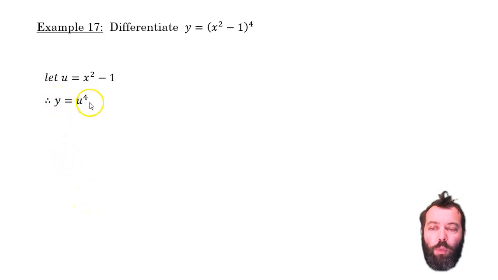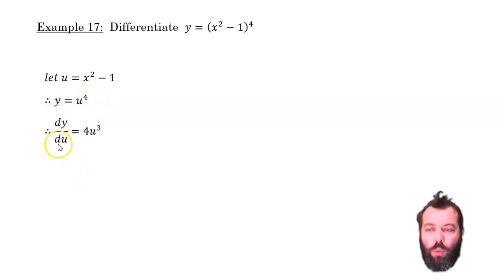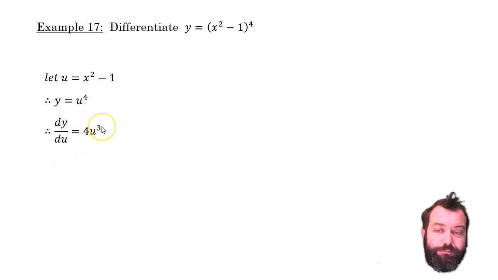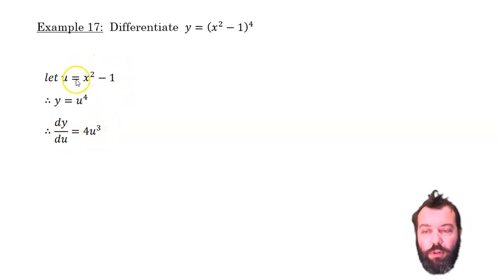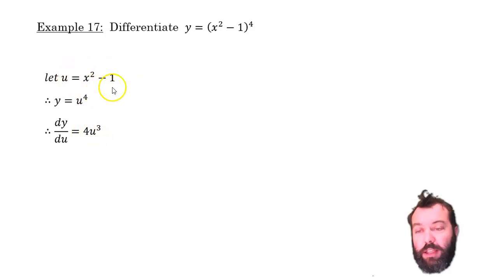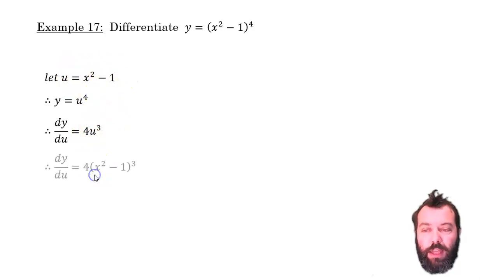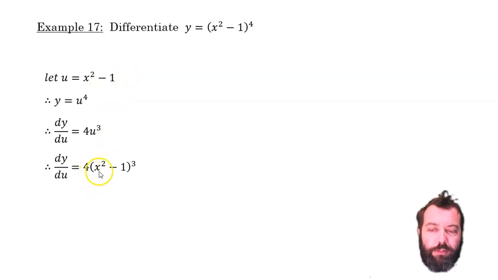Now I differentiate y with respect to u. That means the 4 comes down and the power reduces to 3. So dy on du equals 4 u cubed. Now that I've differentiated that, I'm going to get rid of the u by reversing our substitution and putting the x squared minus 1 back in there. So it's 4, outside of x squared minus 1, to the power of 3.